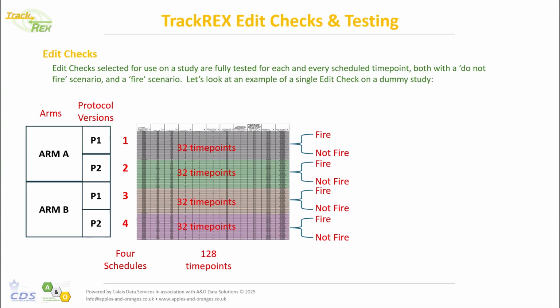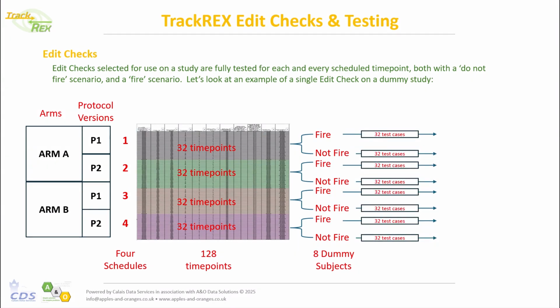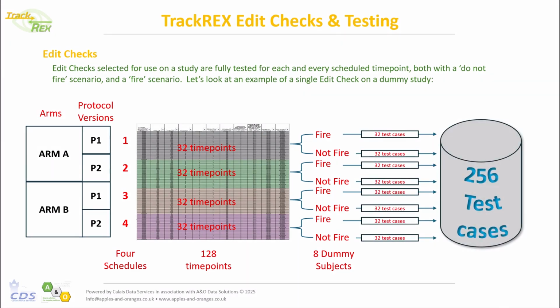In turn, each of these schedules will require 2 test subjects, one to cause the edit checks to fire and another that never causes the edit checks to fire. So 8 dummy subjects overall. With each dummy subject testing 32 sampling time points, it means 256 test cases are created in order to fully test a single edit check.